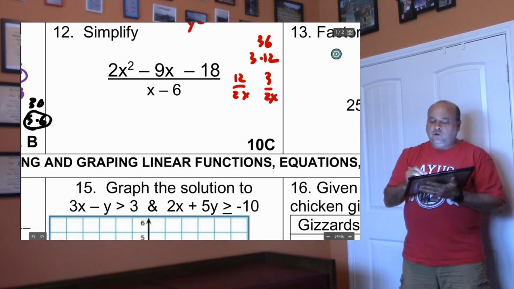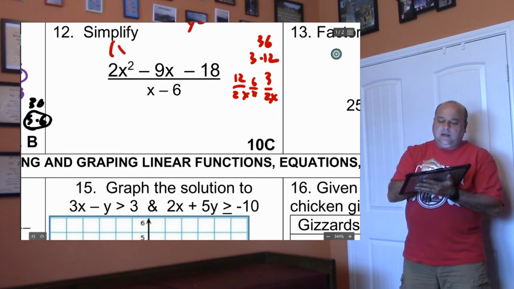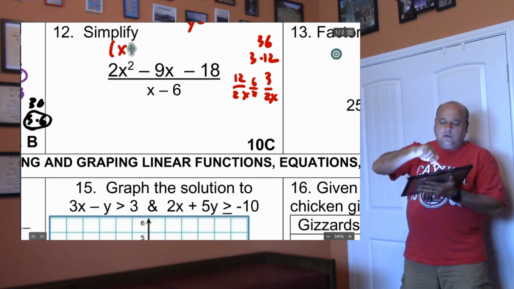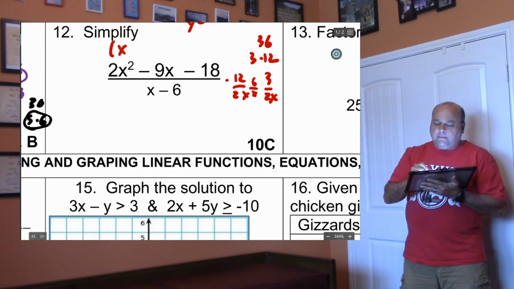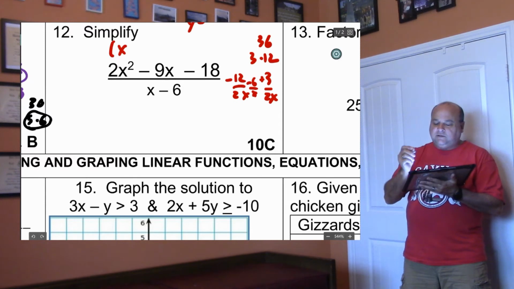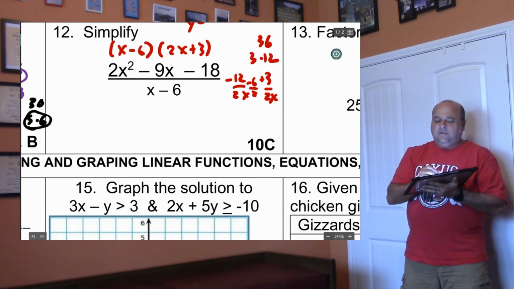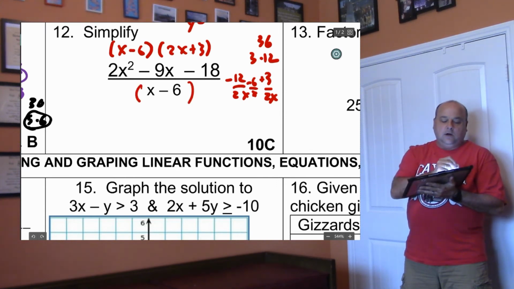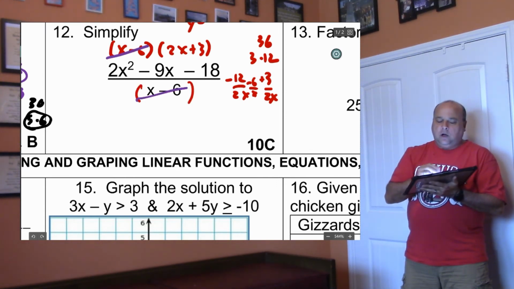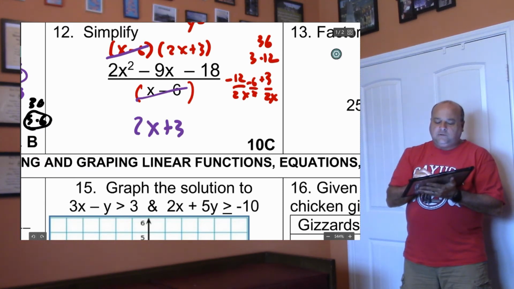These divide by 2. That's going to turn into 6 over x. So my parentheses will be x plus, what do I need to do here? It's going to be a minus 12 and a plus 3, right? Minus 12 plus 3 is a negative 9. So this will be a negative 6. So x minus 6 and then 2x plus 3. Now then the x minus 6's are going to what? Divide out. So all that's left is 2x plus 3.